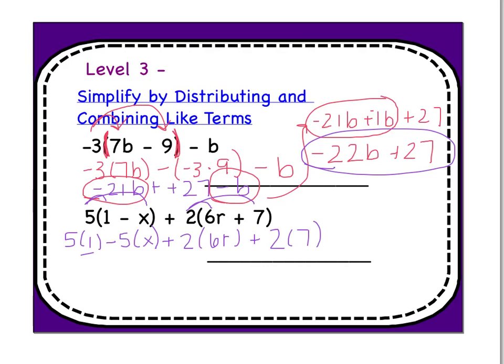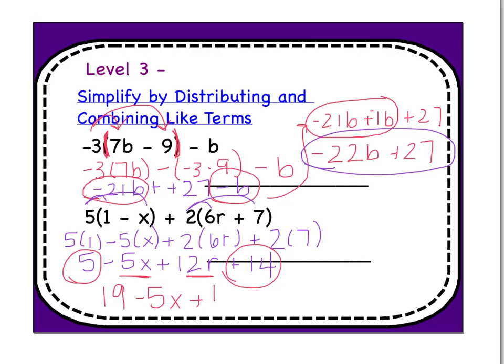5 times 1 is 5, minus 5 times x is 5x, plus we've got 12r, plus we've got 14. Now when I'm looking here, the only things I see in common are this 5 plus the 14. That gives me 19. Now stop and think, can we add x's to r's? Could we add xylophones to radios and tell you that we've got 7 radios? No, not going to happen. So we've still got our minus 5x and we've still got our plus 12r. That would be our final answer. There's nothing more that we can do here.